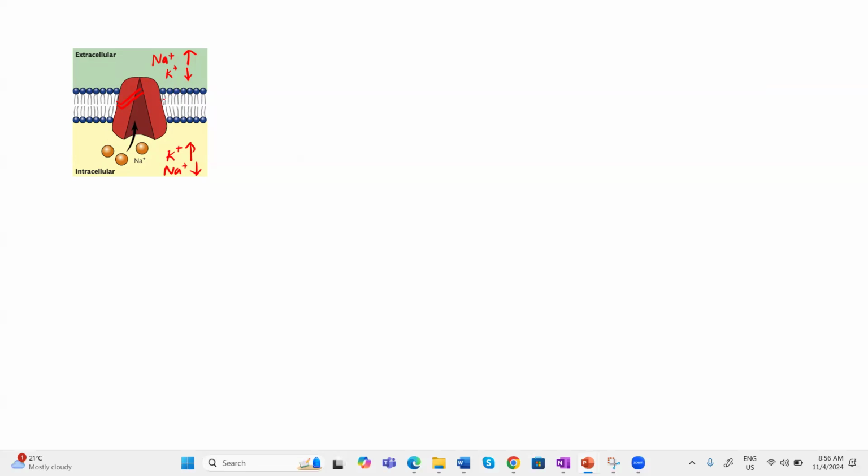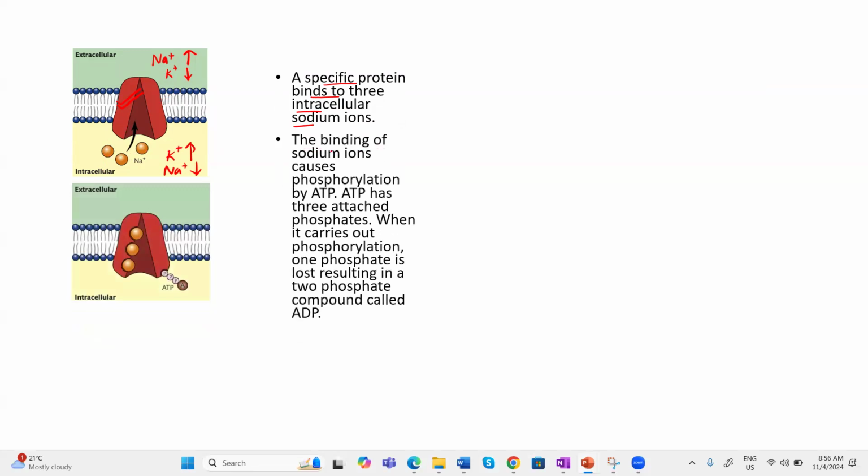We discussed that the plasma membrane proteins help with it. Now, see here, 3 sodium ions are binding. A specific protein is there where the 3 sodium ions bind on the inside. Binding of sodium ions will cause phosphorylation of ATP. After binding, ATP will go for phosphorylation. Phosphorylation means ATP will change into ADP plus inorganic phosphate. Is it clear? The first binding will cause phosphorylation.